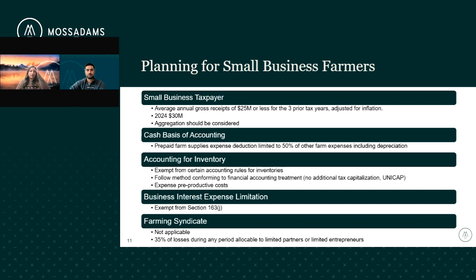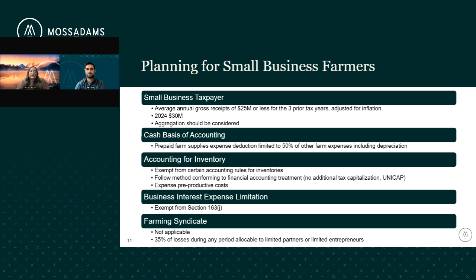Another huge benefit for small business taxpayers is how we account for inventory. A lot fewer stipulations. And one of the biggest ones is you don't have to do the additional tax capitalization or UNICAP rules. Those can be quite complex and convoluted, so that's something to definitely consider.